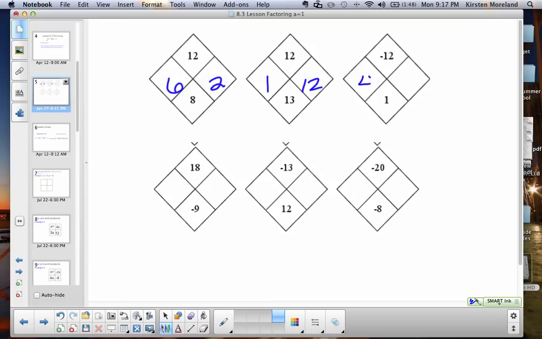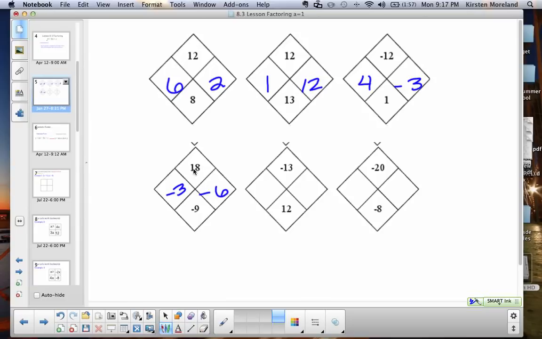Third one is 4 and negative 3. Remember, if you have to multiply to a negative, one of your factors needs to be negative. And if you want to add to a positive, the smaller number needs to be made negative. So this one is a little tricky. I'm multiplying to a positive and adding to a negative. That means both of my factors need to be negative. So it's negative 3 and negative 6.